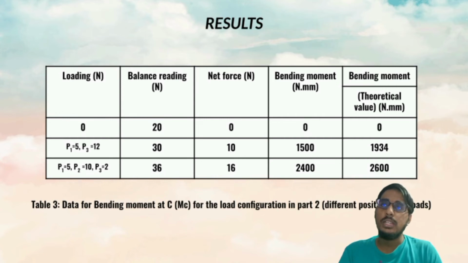For the third part, we are given again the same as part 2, where there are 3 situations. In the first one, no weight is added. In the second, point 1 is added with 5 Newton and point 3 is added with 12 Newton. In the third situation, point 1 is added with 5 Newton, point 2 is added with 10 Newton and point 3 is added with 2 Newton. The balance reading for the first was 20 Newton, which will be the initial reading. Then for the second situation it is 30 Newton, and for the third situation it is 36 Newton. So we have to find the bending moment and the theoretical bending moment.